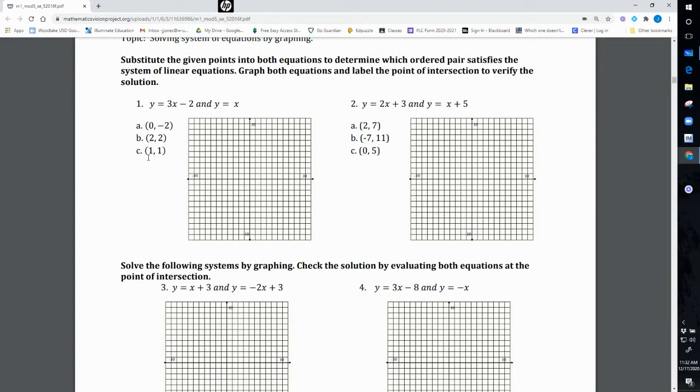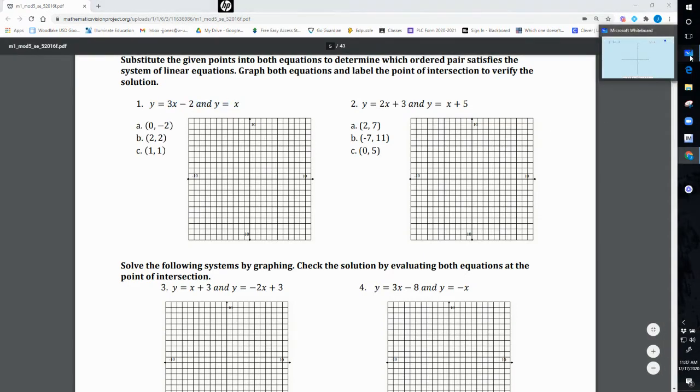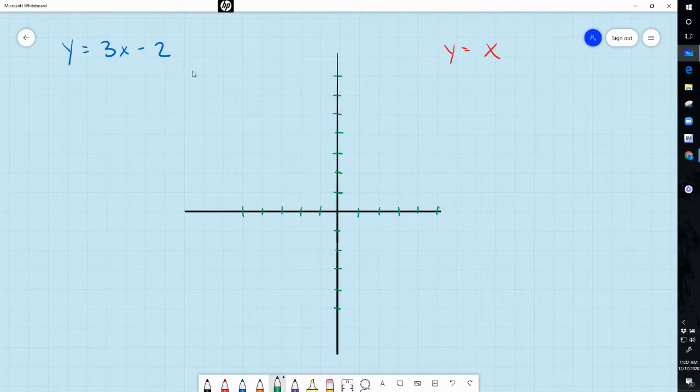The only way it could work for both equations is at the point where both lines cross each other. So what it wants you to do is take the x value and the y value, plug them in, and see which one works for both equations. Let me give you an example, one that's incorrect. Here are my two equations: y equals 3x minus 2 and y equals x.